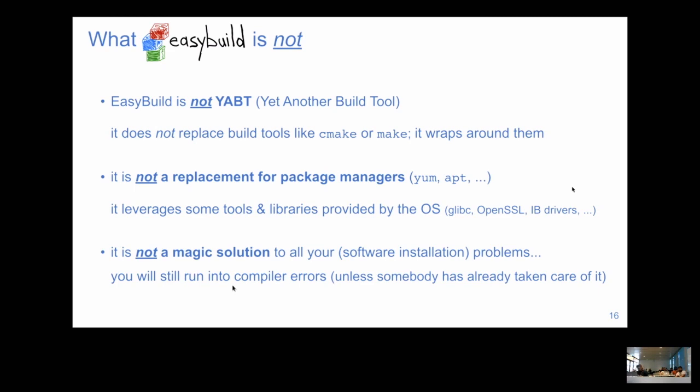And also EasyBuild is not a magic solution, certainly not for all your problems, not even for all your software installation problems. When you try to install software with EasyBuild, you may still hit compiler errors as well. We try very hard to avoid that. And if we do hit errors that we can fix in a generic way, hopefully somebody has fixed them before you run into them, but it's certainly not a magic solution or a complete solution.